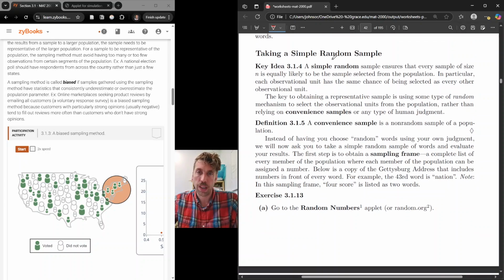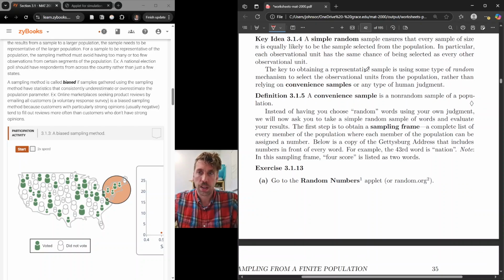Okay, so the key idea of the simple random sample ensures that every sample of size n is equally likely. That way we can do statistics on it. If you're not doing that, convenience samples are basically relying on human judgment and what's nearest at hand. A convenience sample is a non-random sample population. So for instance, you trying to do a survey, just going to alpha, picking a few people that you think you're picking randomly, but it's a convenience sample. So, okay.